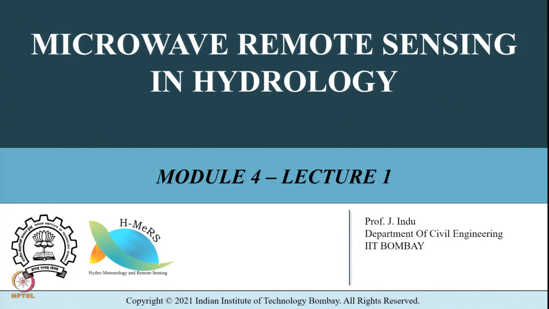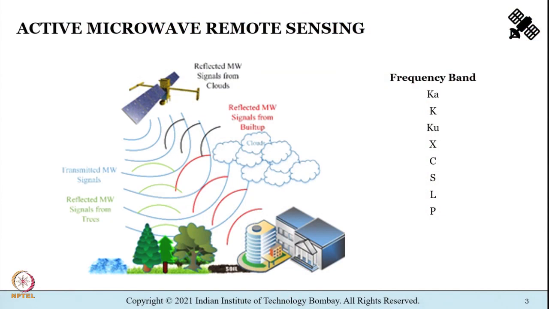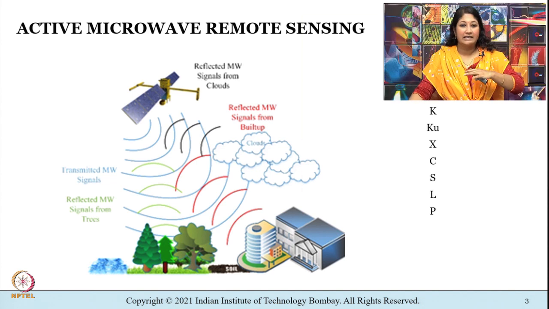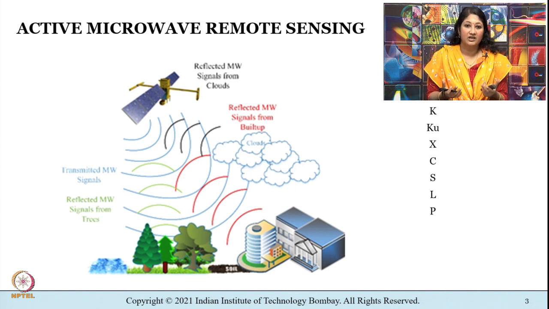So let us begin. Welcome to the first lecture of the fourth module, and we shall be learning about active microwave remote sensing. So here in active microwave remote sensing, microwaves are used by the instrument themselves to illuminate the earth surface, and then the energy that is getting scattered from these targets is used to infer more about the physical properties of the earth surface.